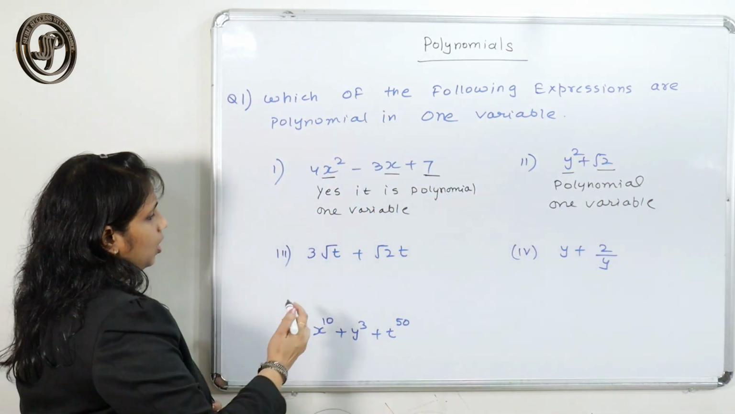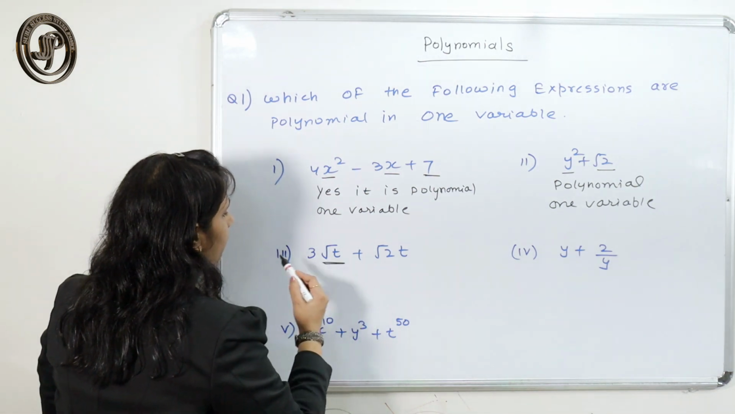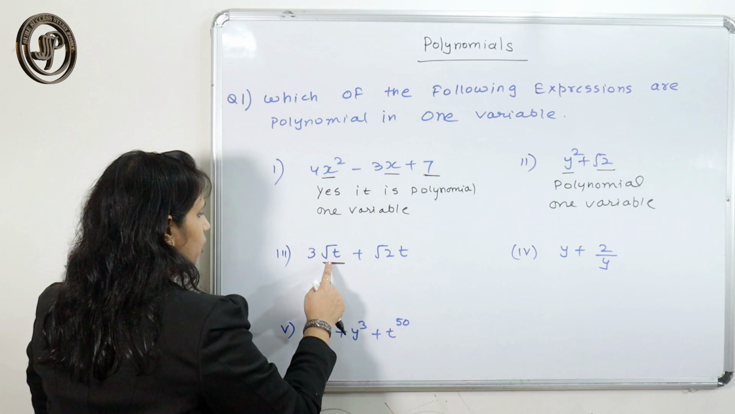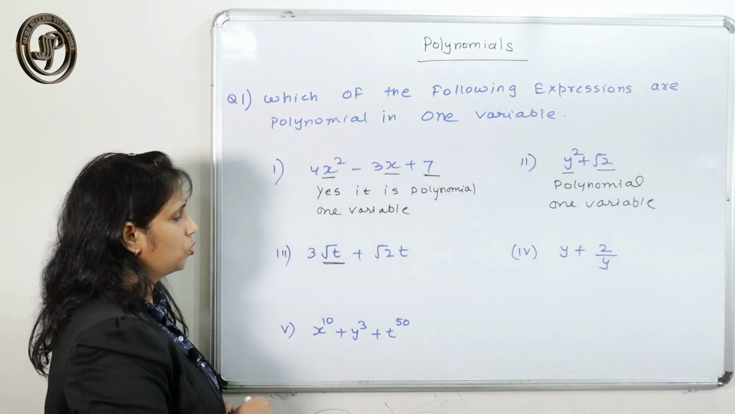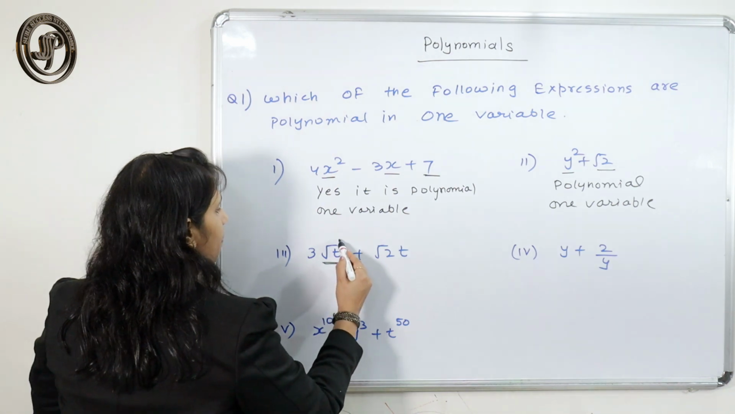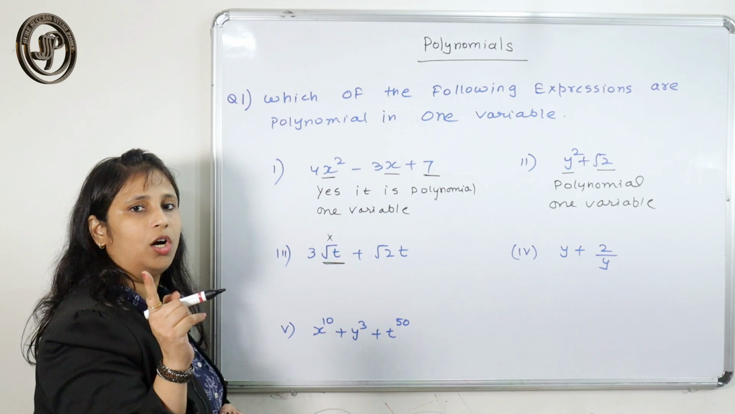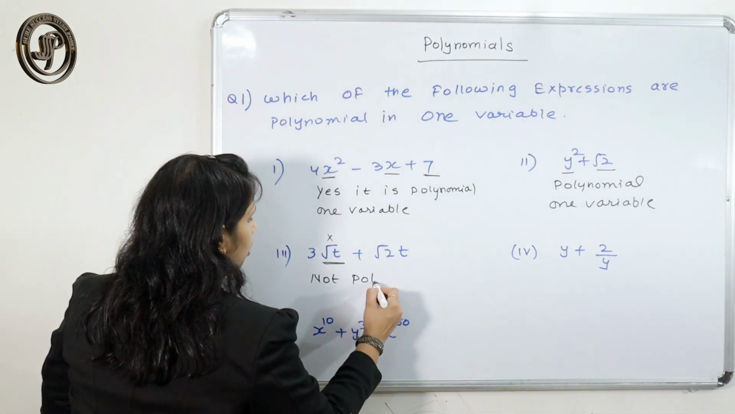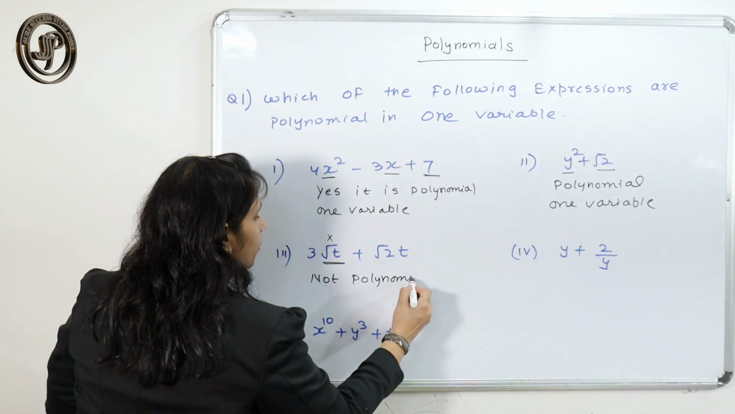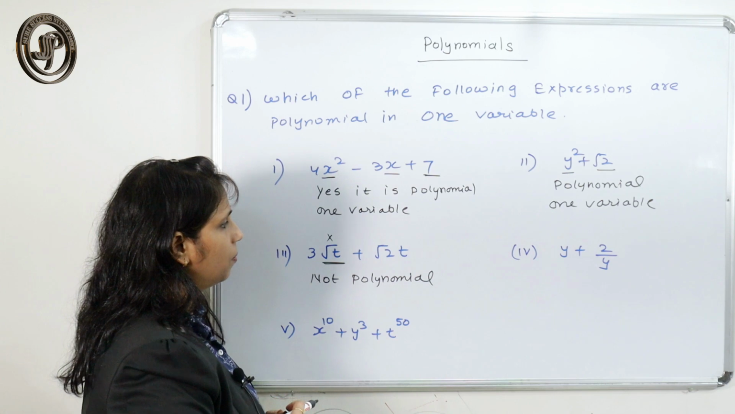Now if I find out the power of t here, it is 1 by 2. Since the power here is 1 by 2, which is not a whole number, this expression is not a polynomial, because the power is not a whole number.